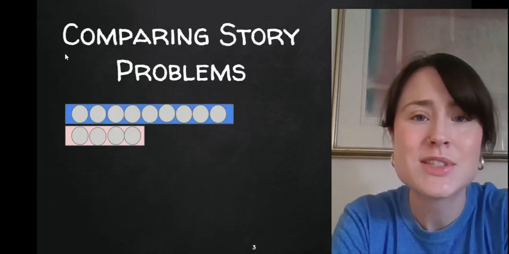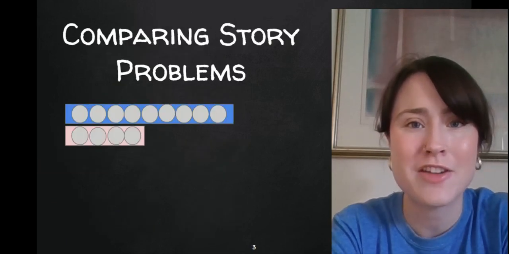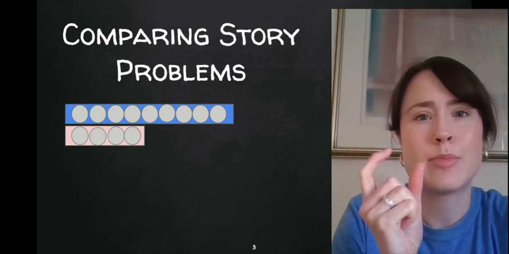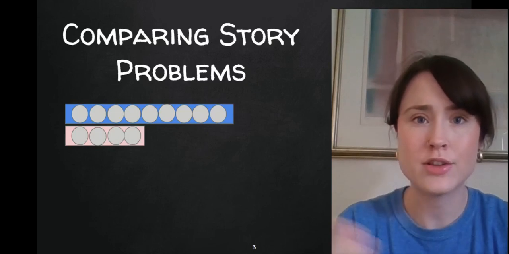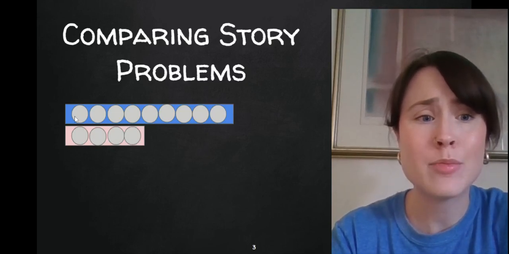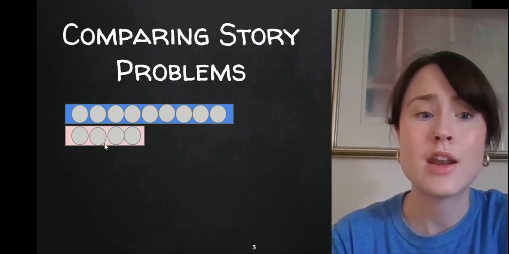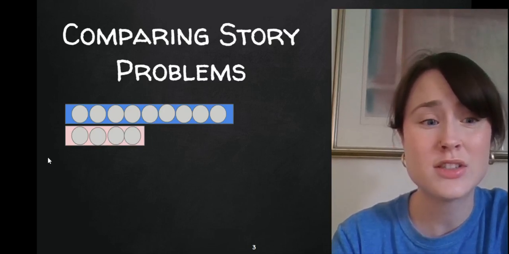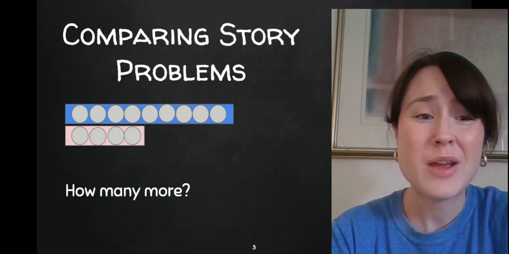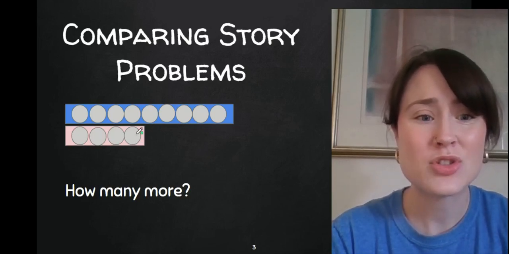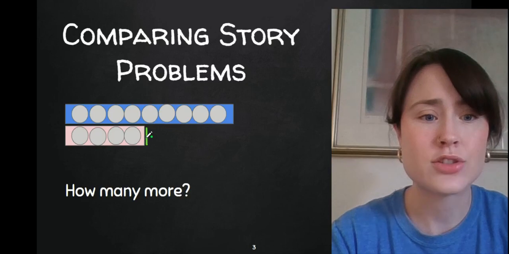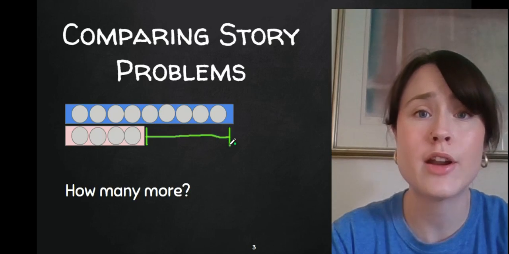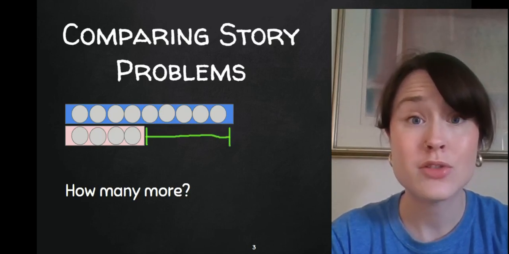So today we're going to continue working on comparing story problems. When we compare, we try to find the part that's different or the part that's extra between two different values. So for example, I could compare how many circles are in the blue bar and how many circles are in the pink bar. When I'm comparing, my teacher might ask me questions like, how many more? When I want to figure out how many more, I'm trying to understand the part that's extra. So for example, how many more circles are in the blue bar than the pink bar? Can you try to figure that out?